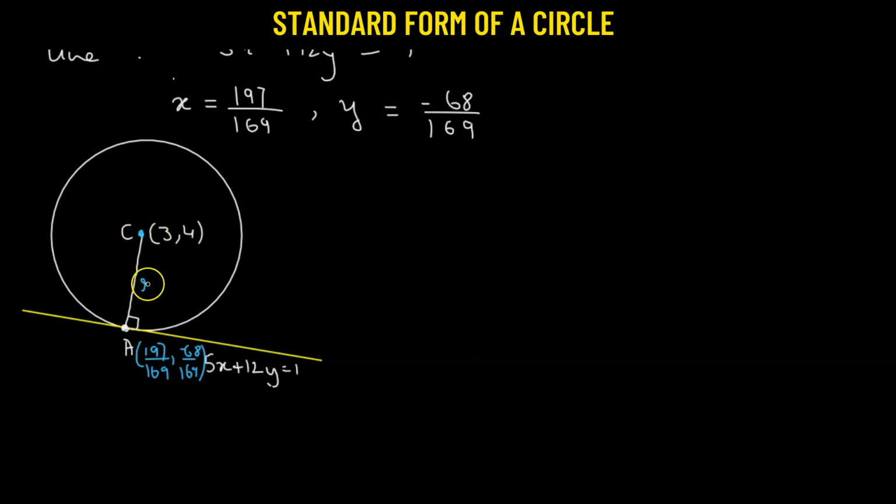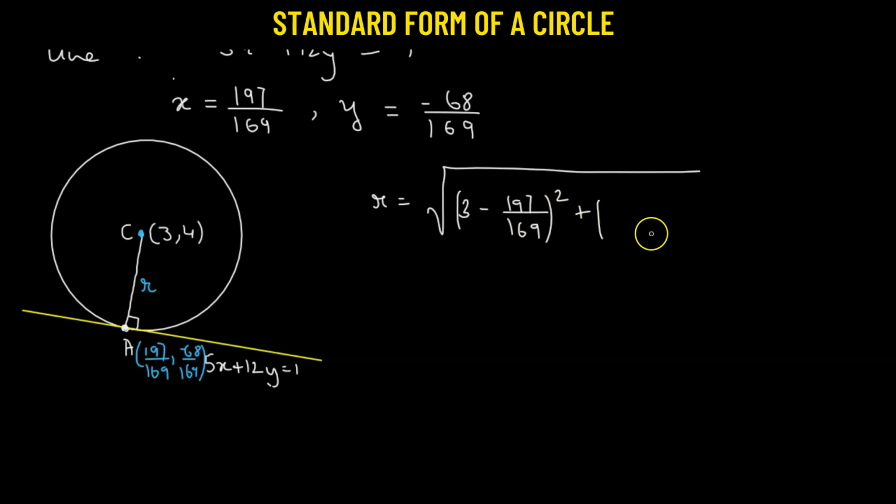We are already provided with the coordinate of point C. Now we can use the distance formula to obtain the value of r. So r will be equal to, within the square root, we first take the difference of the x coordinates, so that's 3 minus 197 over 169, and we square this difference and add it to the square of the difference of the y coordinates. So that's 4 minus of minus 68, which gives us positive 68 over 169. So the radius comes out to be 62 over 13.